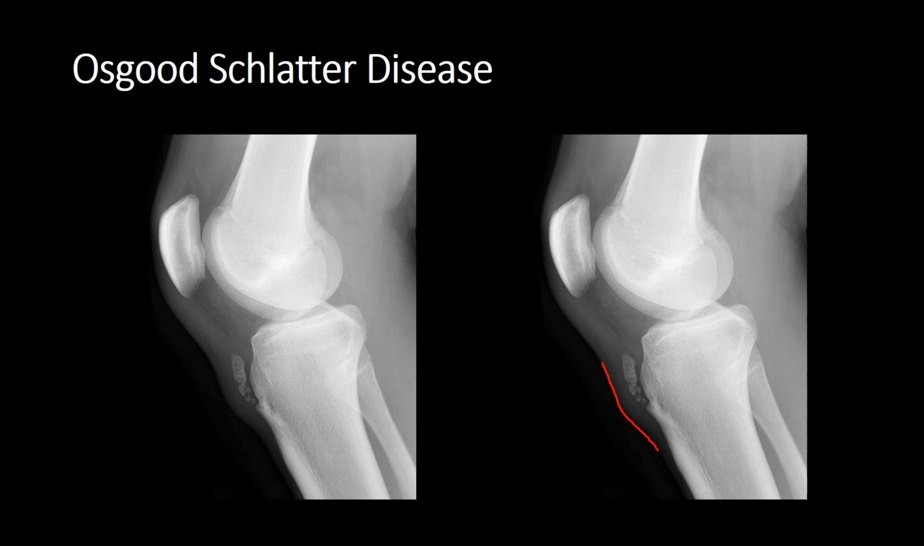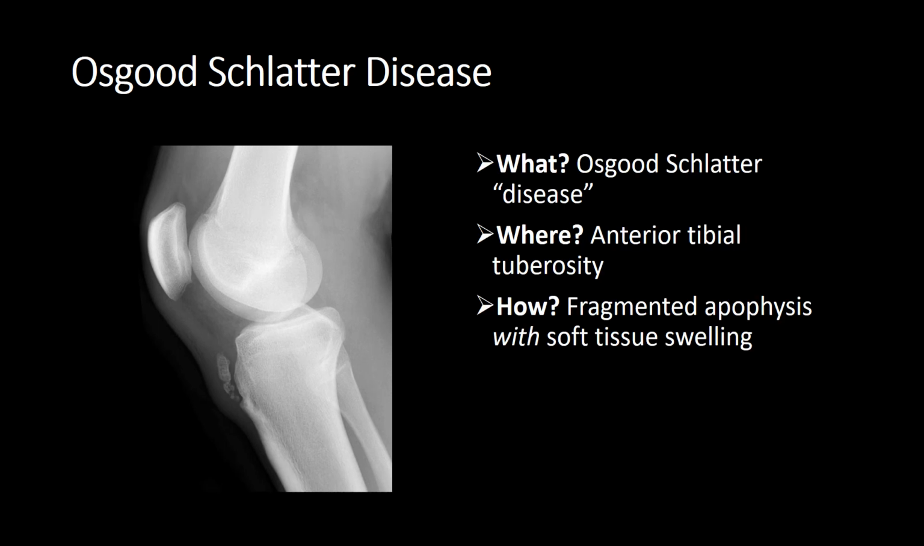And so therefore, if a patient presents with a history of Osgood Schlatter disease and now a sudden or markedly increased pain, then that is justification to have an X-ray to see if they have actually had a small avulsion fracture. So what is it? It's Osgood Schlatter disease, where it's the anterior tibial tuberosity. How? A fragmented apophysis, and crucially, you must mention that it's with soft tissue swelling.